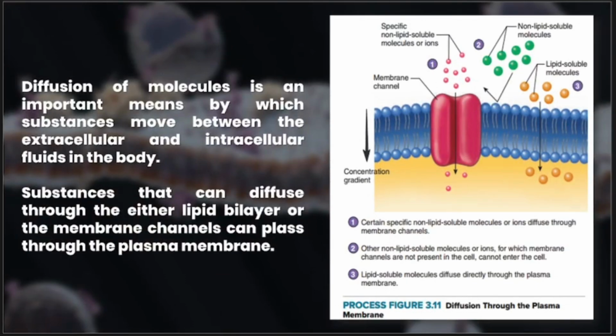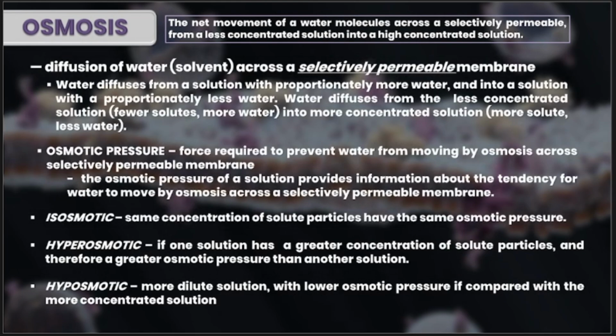Now, we have diffusion through the plasma membrane. As we have mentioned, diffusion is an important means by which substances move between the extracellular and intracellular fluids. We also have the concept of osmosis. Osmosis is a special case of facilitated diffusion. It involves the movement of water molecules specifically through aquaporins from an area of lower solute concentration to an area of higher solute concentration.